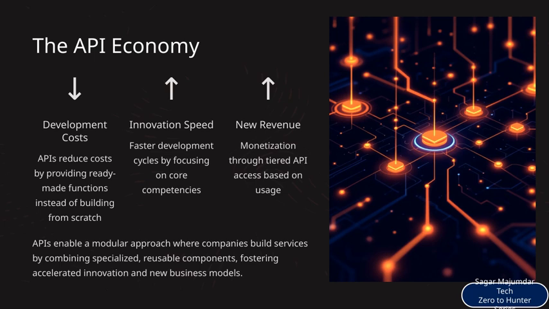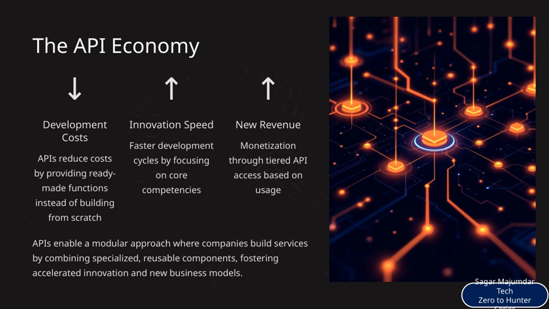Instead of building every function from scratch, companies can leverage ready-made APIs that provide the necessary features right out of the box. This not only saves time, but also resources. Next, we see that APIs accelerate innovation. By focusing on their core competencies and integrating existing APIs, companies can develop new features and services much faster. This rapid development cycle enables them to stay ahead in competitive markets. And finally, APIs open up new revenue streams. Businesses can monetize their APIs through tiered access based on usage, creating scalable and sustainable income sources.